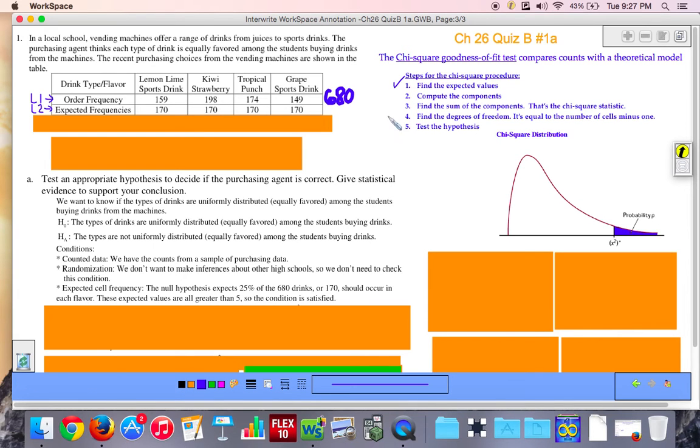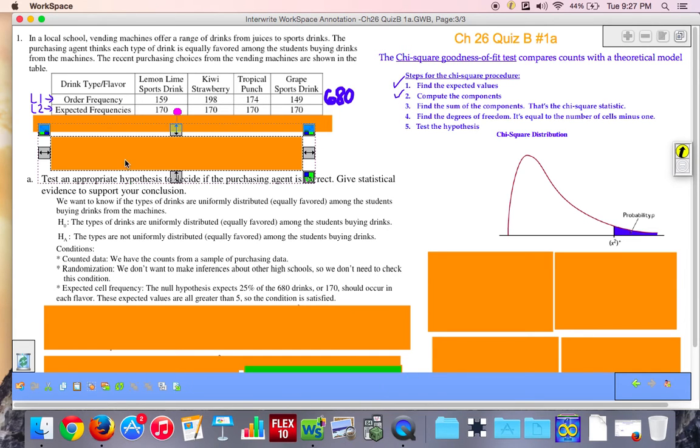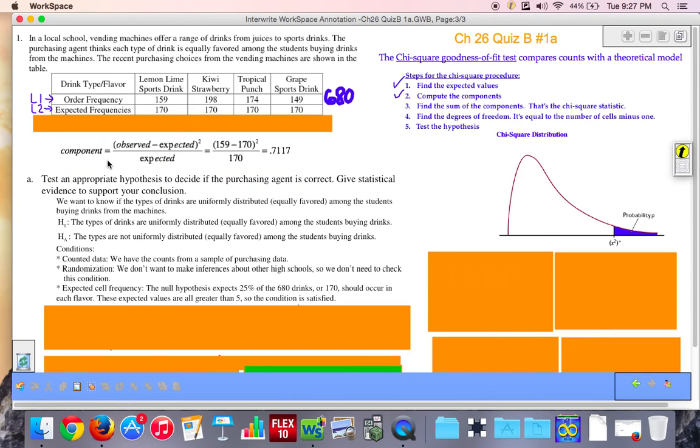Okay? So let's go up to step 2, compute the components. I said we're going to constantly refer back to the steps of the chi-square procedure. Compute the components. Well, we're not really done with that, we're just starting it. But I'd like to take a look here. And here's the formula for the component. It's observed statistic minus expected value squared divided by the expected value.